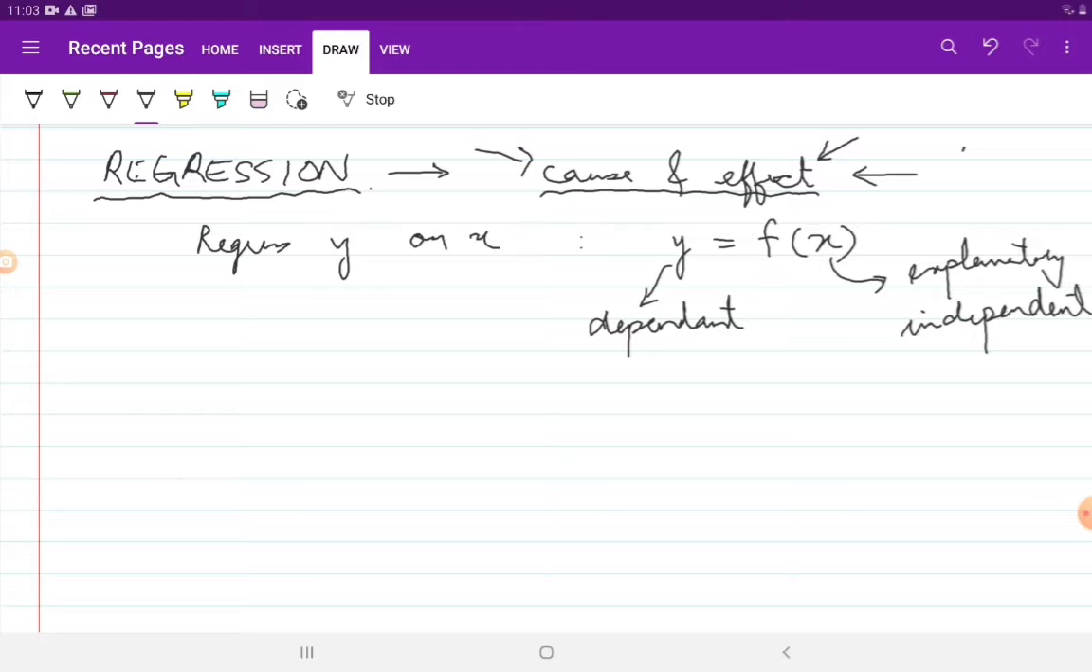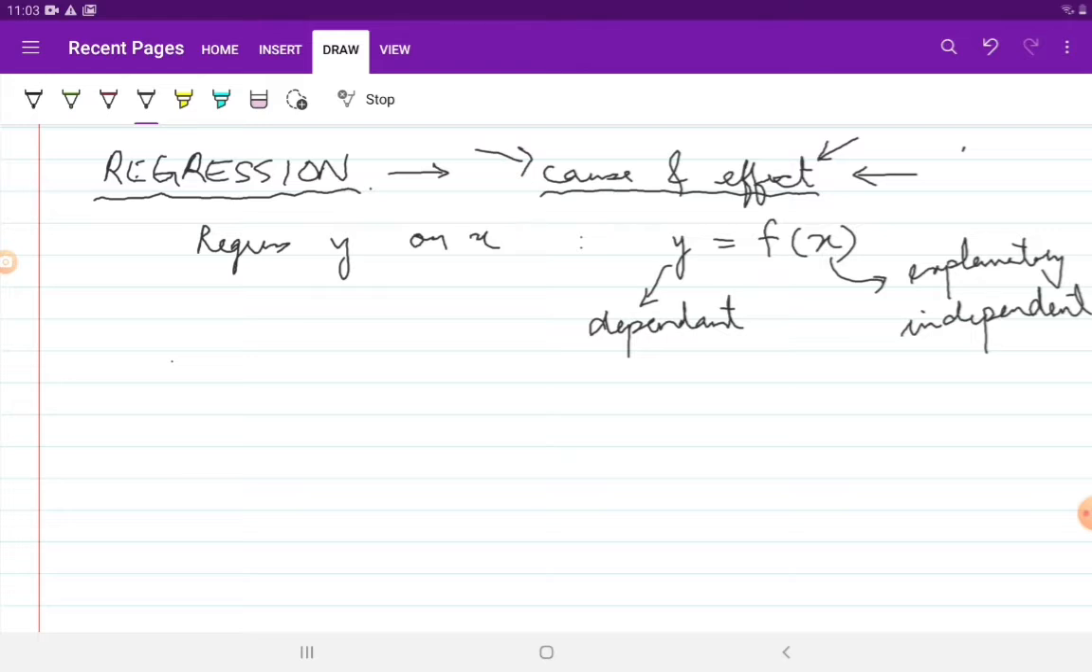On the other hand, correlation does not assume a cause and effect relationship. It is just simply measuring the degree of linear association. There might be a cause and effect relationship, or there might not. There might be some other reason why they are very strongly associated with each other.